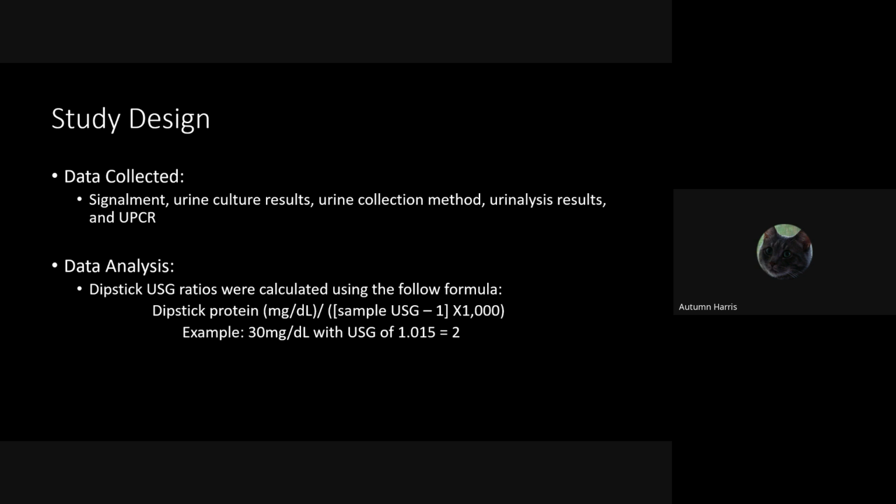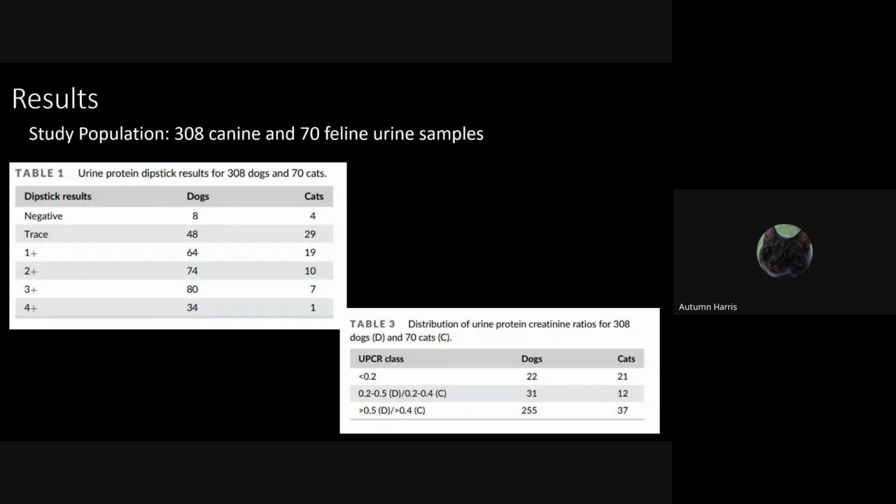And then for their data analysis, they did dipstick to USG ratio, which was calculated using the formula that was used in the previous paper. So the dipstick protein in mgs per deciliter minus the urine specific gravity minus 1 times 1,000. So for example, if you had 30 milligrams per deciliter with a urine specific gravity of 1015, you would get a ratio of 2. So their study population for this study included 308 canine samples and 70 feline samples.